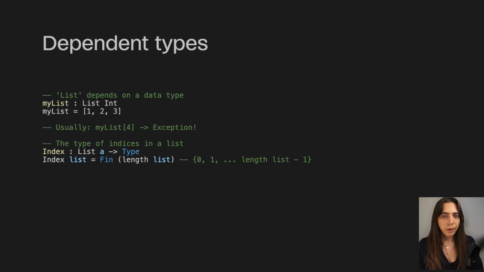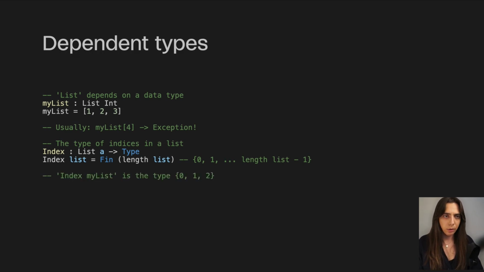So here I give an actual list as input, and it produces a type that contains as many numbers as my list is long. So this type depends on the list, and it's not a static type like you would use for getting an element at an index. Usually you would use an int.